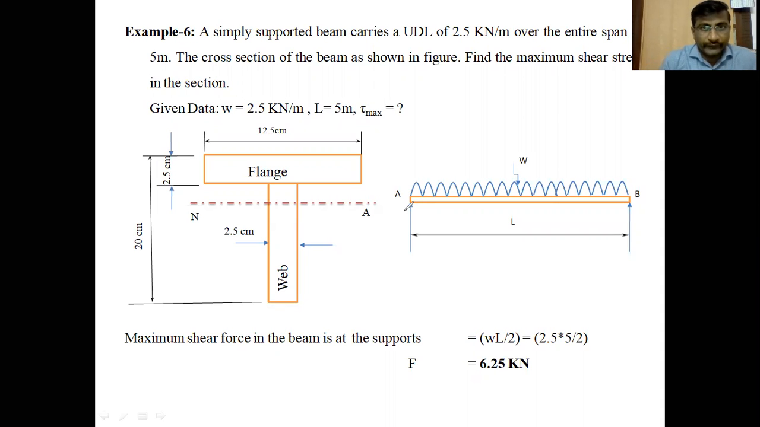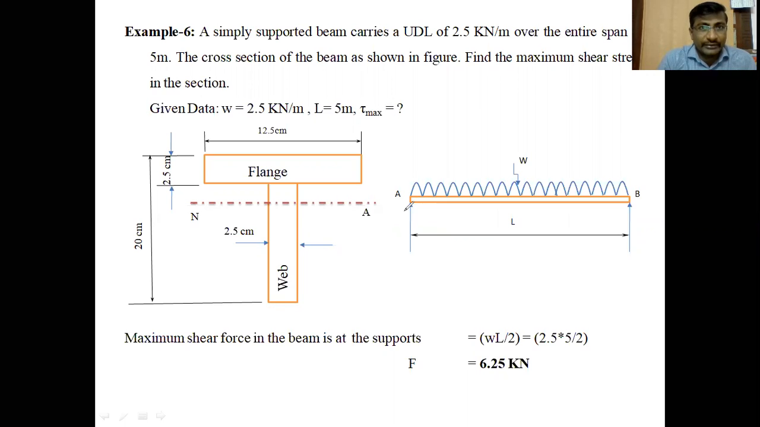Today, we are going to solve another two problems. Those two problems are related to a T section, and another one is an L section, that is the angle section. For these two, we are going to find the shear stresses at different points and the maximum shear stress that occurs in the different sections. So first, let us read example 6.